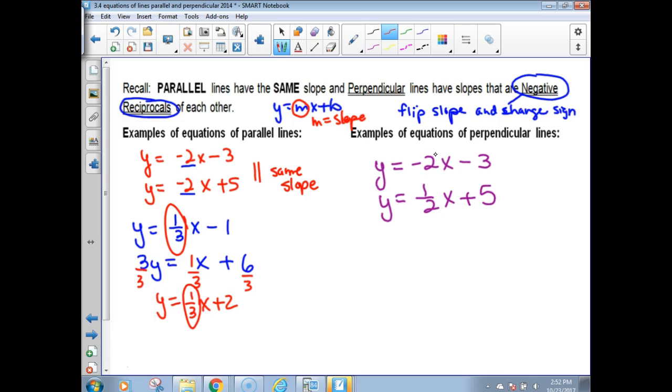Now, why are these perpendicular? Because the slope of one is -2, the slope of the other is 1/2. Those are negative reciprocal slopes. Negative reciprocal slopes, that's what we're talking about. Or you could say that -2 times 1/2 equals -1.